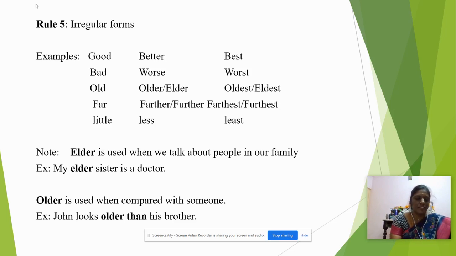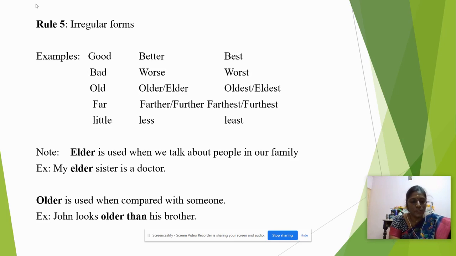There is a slight difference between the usage of older and elder. So where do we use elder? Elder is used when we talk about people in our family. He is my elder brother. She is my elder sister. My elder sister is a teacher. My elder sister is a doctor. My elder brother is an engineer. So when you are talking about our family members, we can use the word elder.